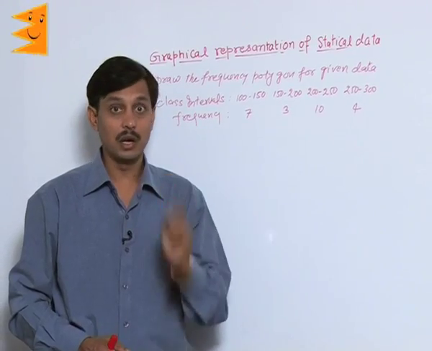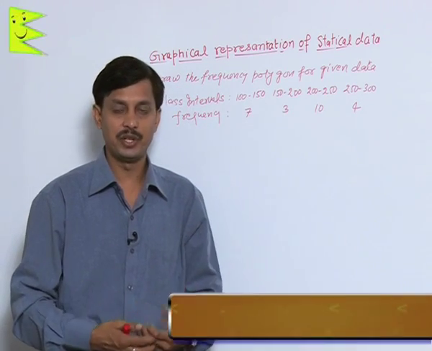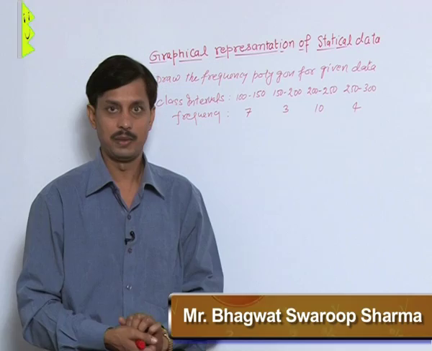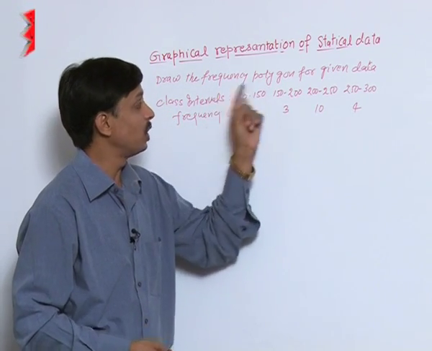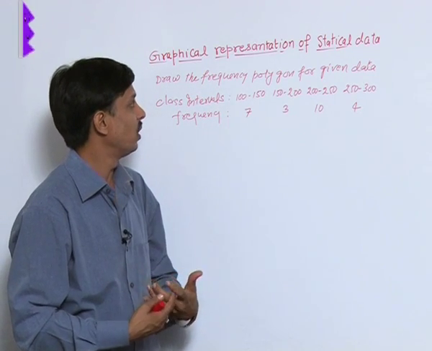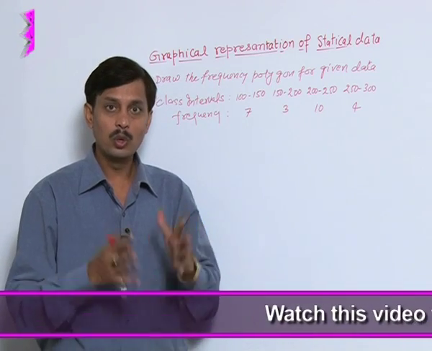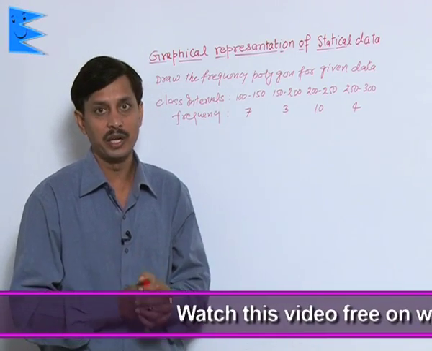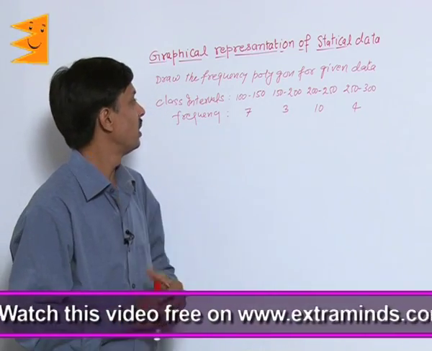Now another curve, the last type of representation for the class 9th level, is known as the frequency polygon. What is the frequency polygon? How do we make it? To make the frequency polygon, first we must understand what is required.